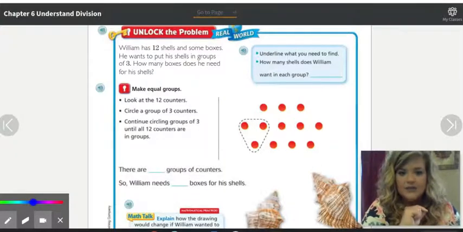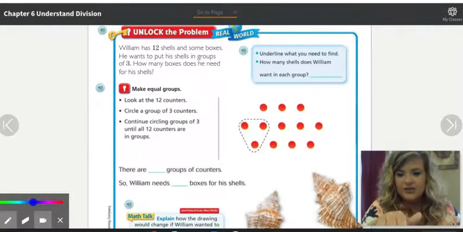All right, at the top it says William has 12 shells and some boxes. So we know how many shells we have all together, and we know we've got some boxes. He wants to put his shells in groups of 3. So how many boxes does he need for his shells, okay?